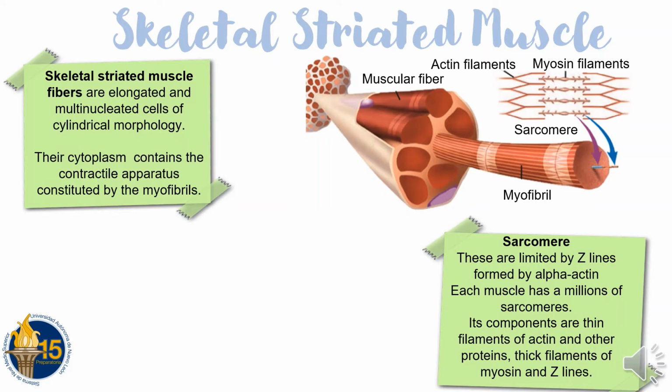We are talking about the locomotor apparatus. This is the reason why now we are going to focus on the skeletal striated muscle fibers, which are elongated and multinucleated cells of cylindrical morphology. The cytoplasm of each skeletal striated muscle cell contains the contractile apparatus, constituted by actin and myosin, both from the sarcomere, which is the functional unit of the striated muscle. Each muscle has millions of sarcomeres.